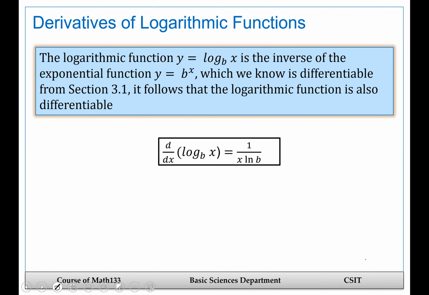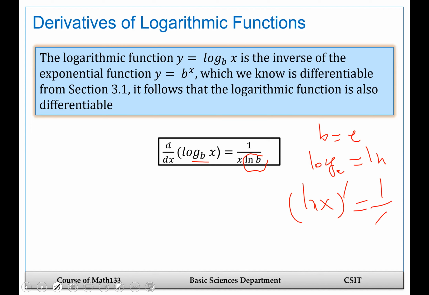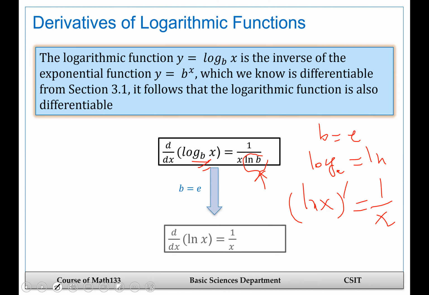So we know that the derivative of log base b of x is 1 over x ln b. This coefficient comes when we use base b for the logarithm. So if b is equal to e, log base e is ln, and we find the famous result: the derivative of ln x is 1 over x without any other coefficient. Okay, so this correction is coming from the fact that we take base b.